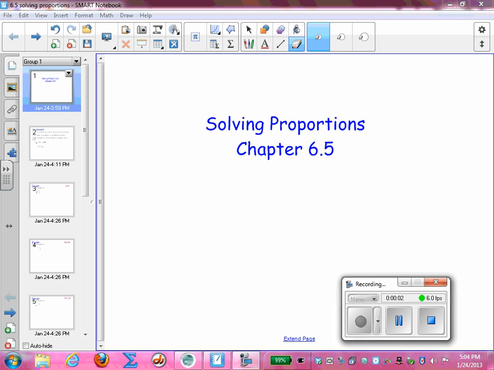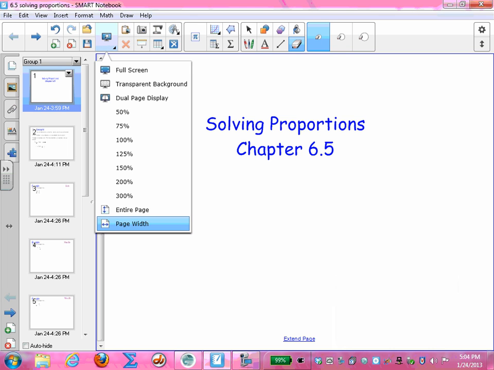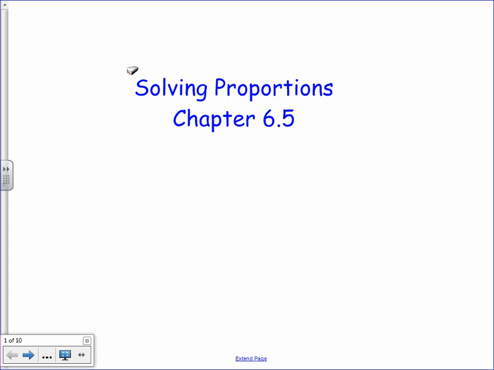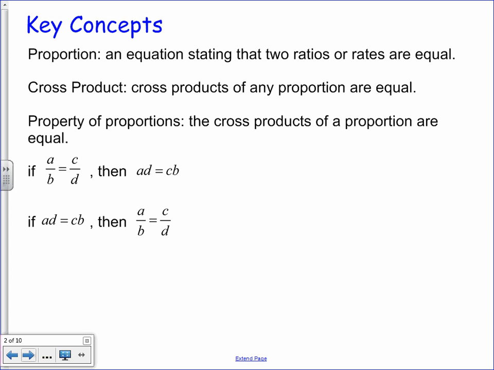This is chapter 6.5, Solving Proportions. Here are our key concepts for this lesson. Take a moment to get these copied and we'll go over them.